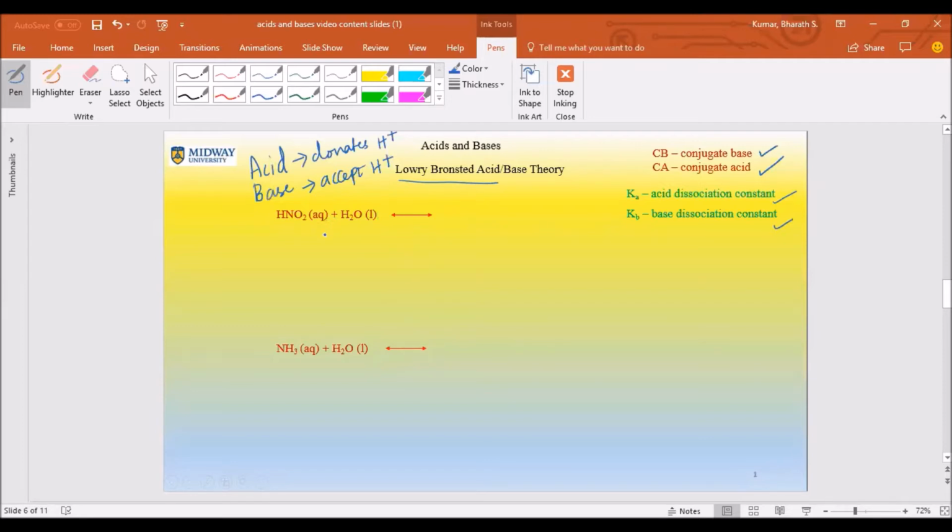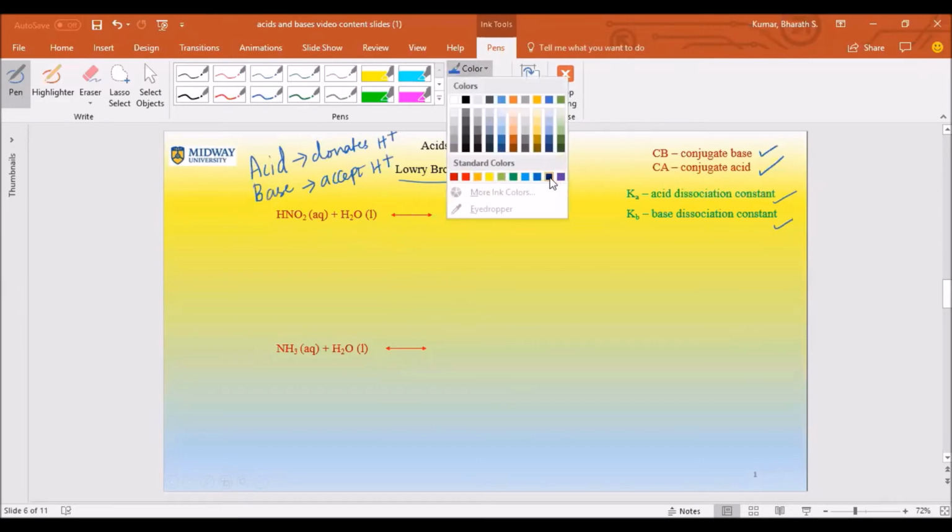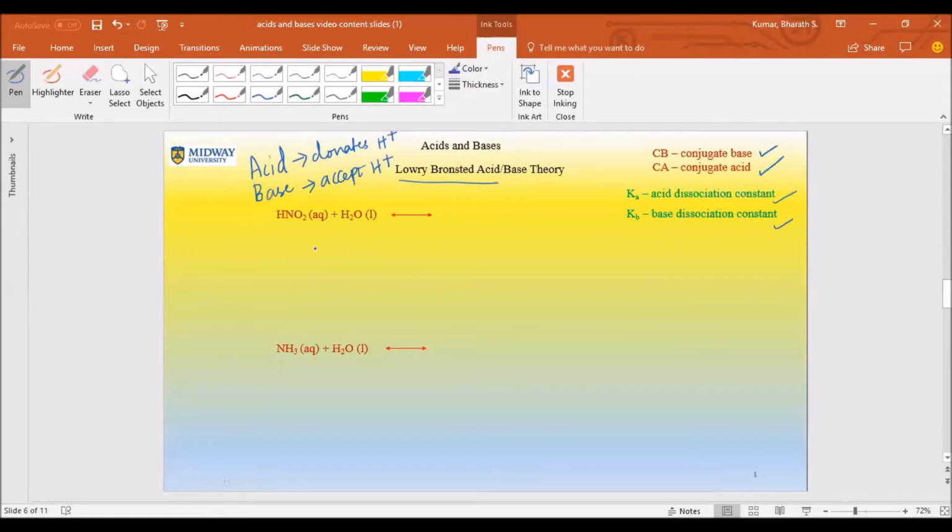All right. Now, the first thing I want you to learn is how to use this definition to write the products. All right, so let me get a different color here just for a second. Let's use this. All right, so out of these 2, this is the acid, because it's called nitrous acid. It's HNO2. And so this is the acid, so write A. If this is acid, this has to be base, okay? That's the way it works.